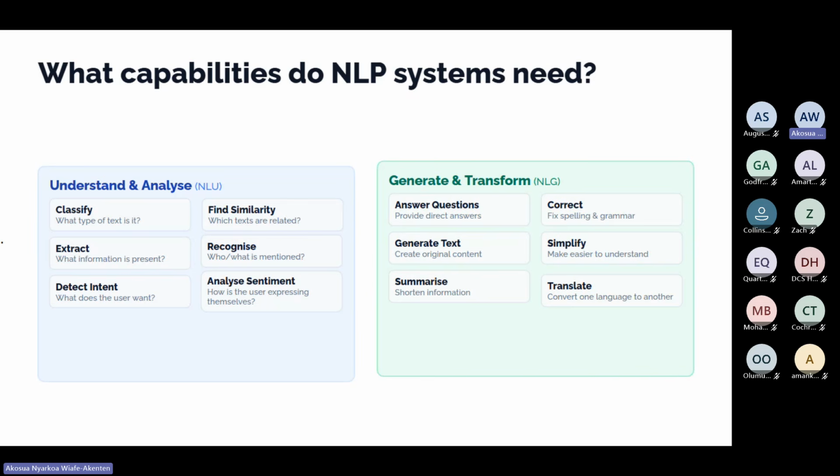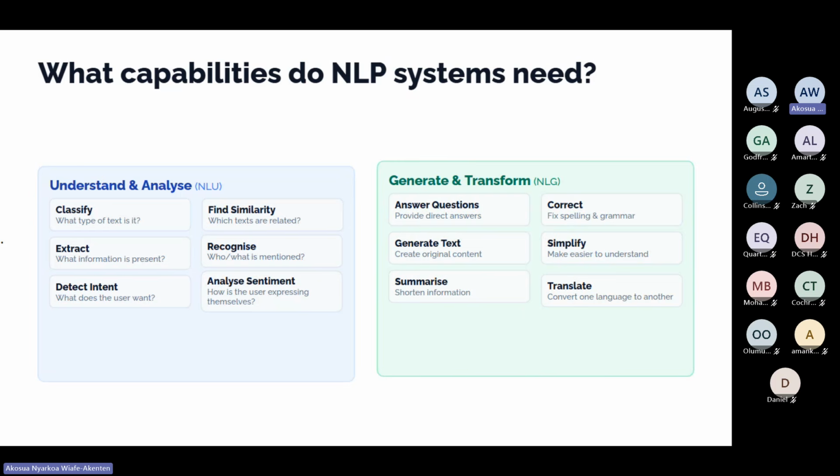Then we can have text extraction as a task. Here, what we are trying to do is identify information that is present in a given text. So if someone says, I want to send 500 Ghana cedis to my sister tomorrow, what your NLP system or solution will be doing at its core is looking for potential information such as amount, recipient, and then intended date.